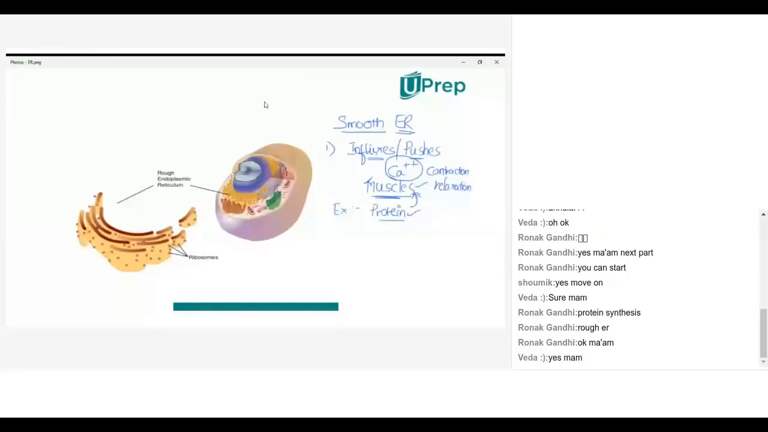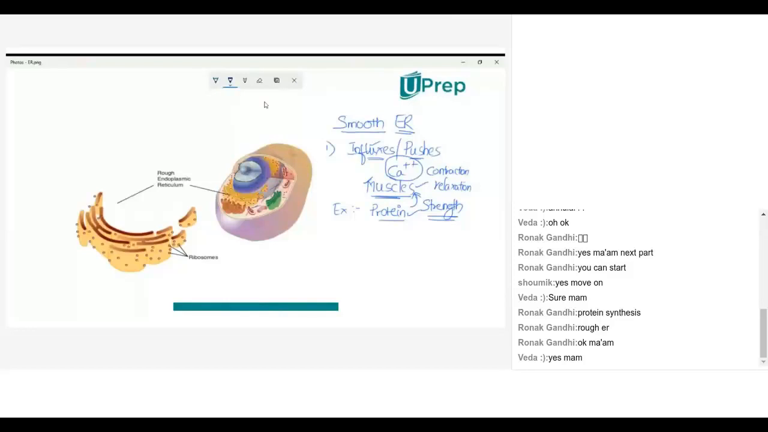Pushing or influxing calcium ions continuously into the muscles makes them contract and relax properly. This is what we call strengthening muscles. So this strengthening of muscles is given by the function of calcium ions. Clear with that point? This is the first function of the smooth endoplasmic reticulum.